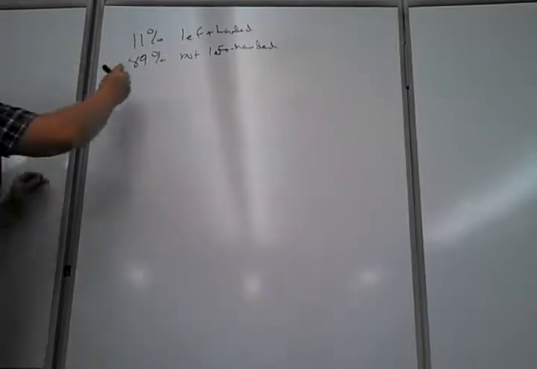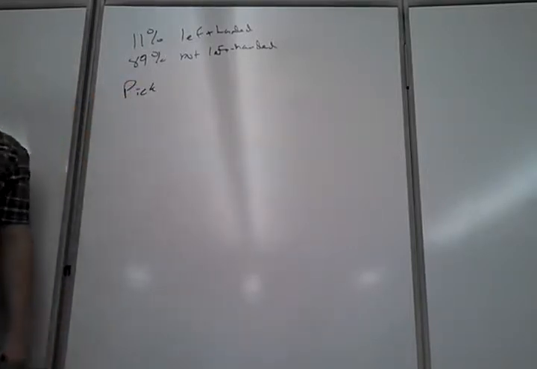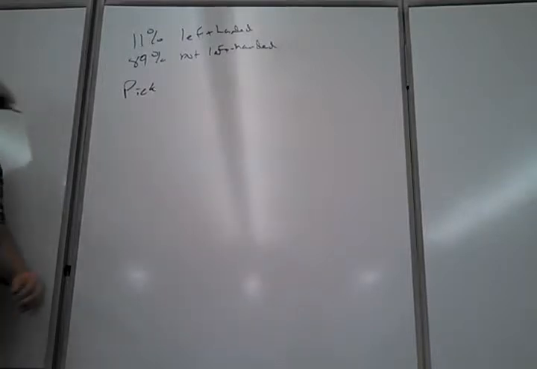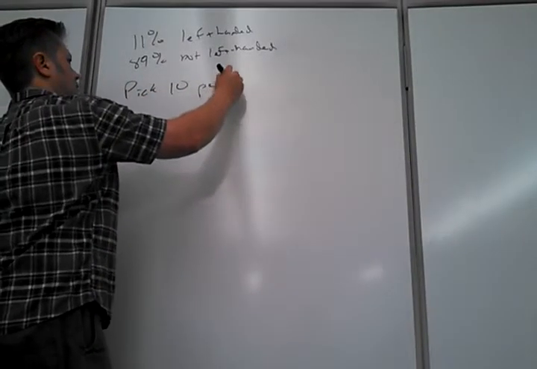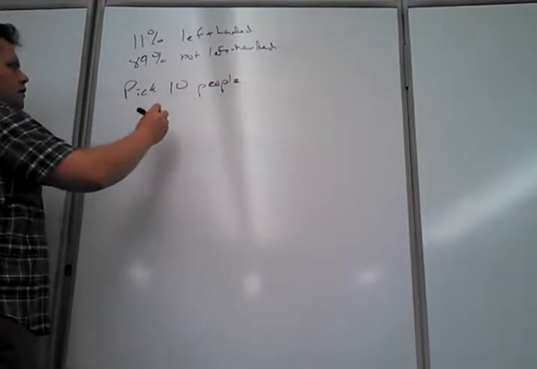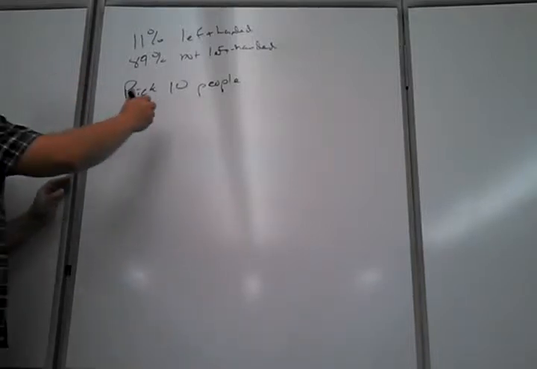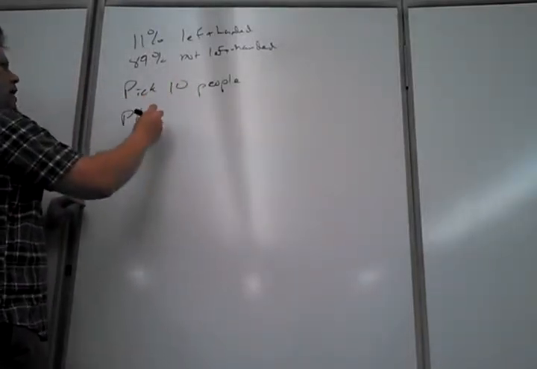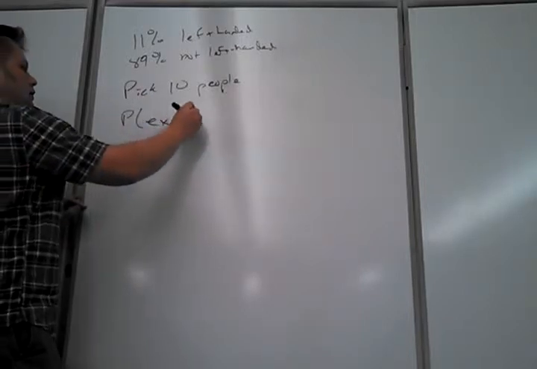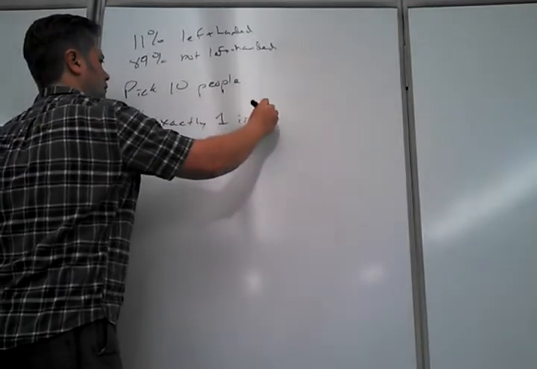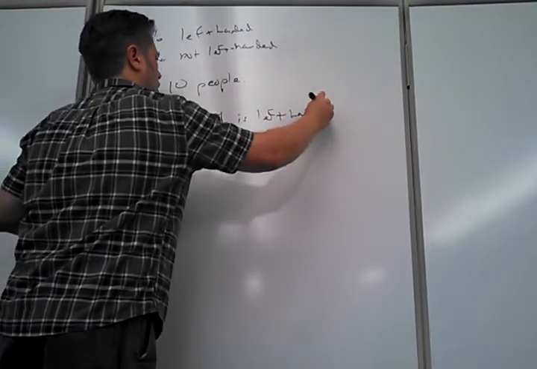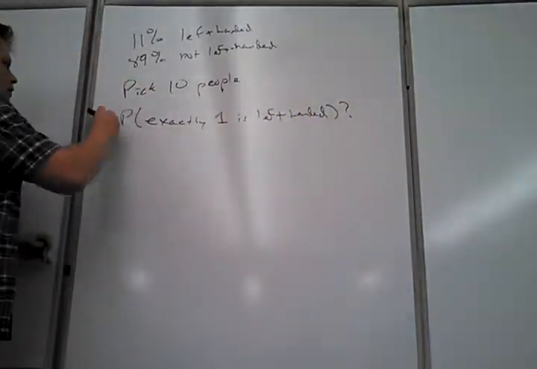So if I ask you a question like, okay, we pick 10 people. Have them tell us if they're left-handed or not. Because they could say, I'm ambidextrous, I'm not left-handed. We're like, whatever, you're not left-handed, fine. So pick 10 people. What's the probability that exactly one is left-handed? That's the first problem we'll do.